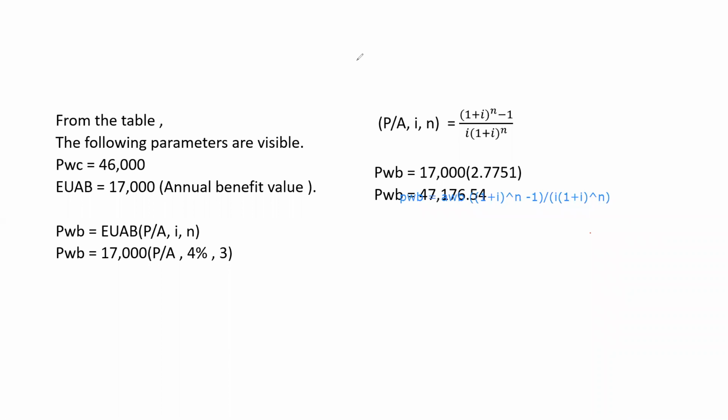It's clearly written. Let me erase this. Okay, it's clearly written. This is the formula. So from there you get a value. What you just need to do is put i as 4%, that's 0.04, and N as 3. When you compute that on your calculator, you should have 2.7751. So you multiply that value by the annual worth, and that gives 47,176.54.